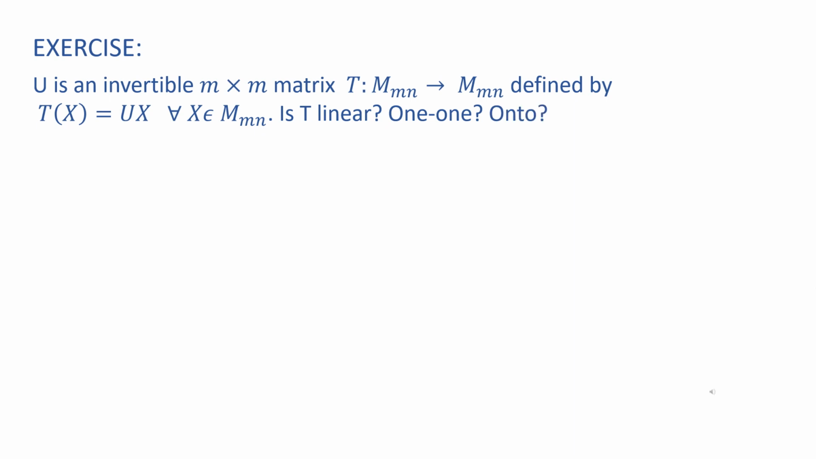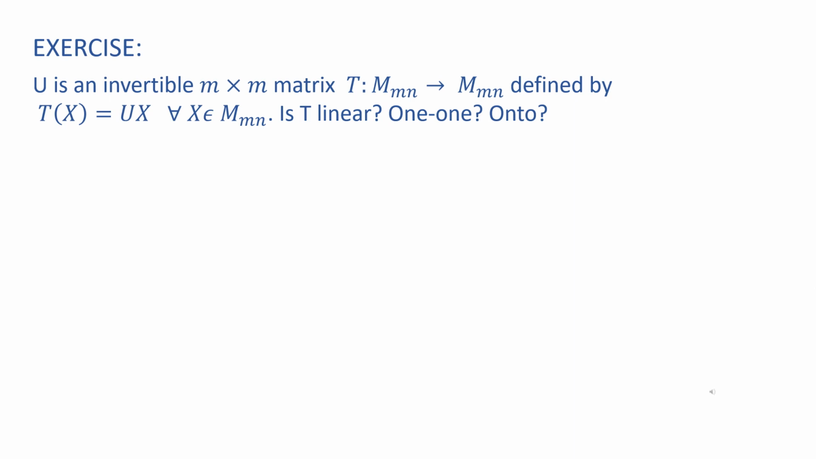The statement is: U is an invertible M cross M matrix, and a map is defined from M_MN to M_MN, defined by T of x is equal to U of x, for all x belonging to M_MN. Is T linear? We have to check whether T is a linear transformation.